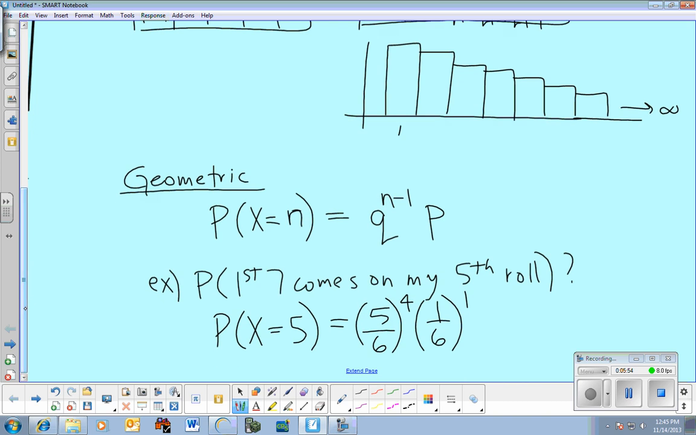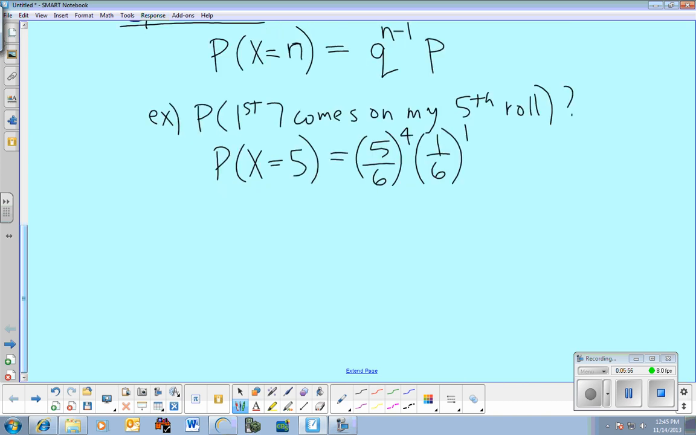Okay, so the other 2 questions. On average, how long is it going to take me to get a 7? And then standard deviation, the 2 formulas that we had for binomial. So mean, the average number of trials in order to get a success is 1 over p.